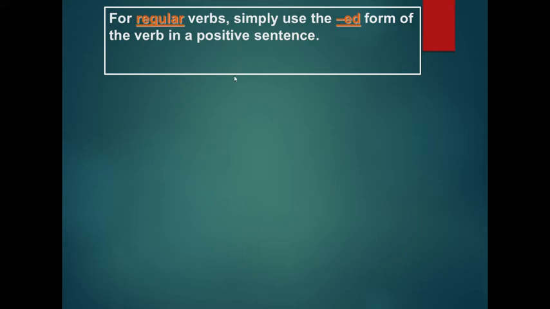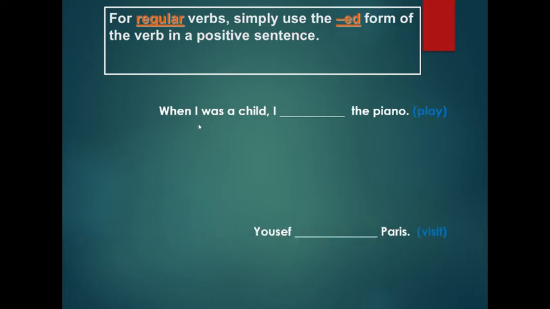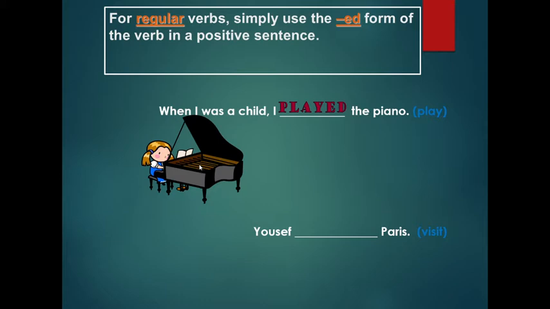For regular verbs, simply use what? We use the ed form of the verb in a positive sentence. Like what? When I say these sentences, I want you to put them in the past simple. When I was a child, I played the piano. Who can tell me why here we add just ed and we didn't change y? Very good, because the letter before y is a vowel, so we mustn't change y. We have to add ed only.